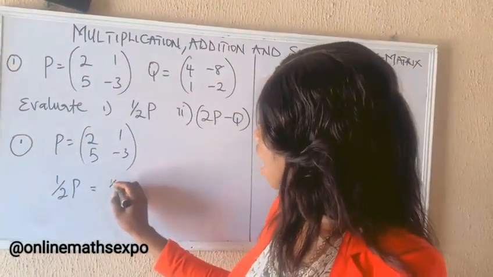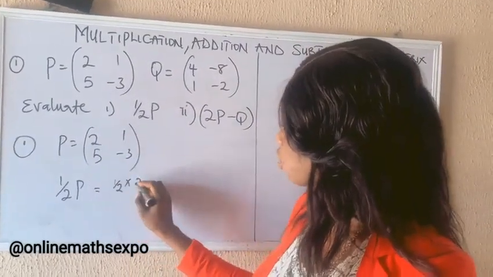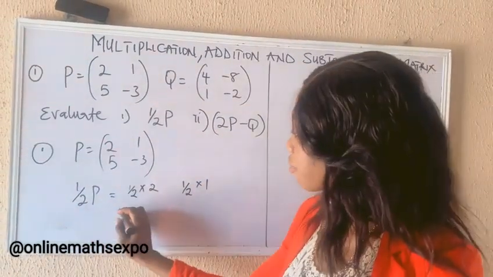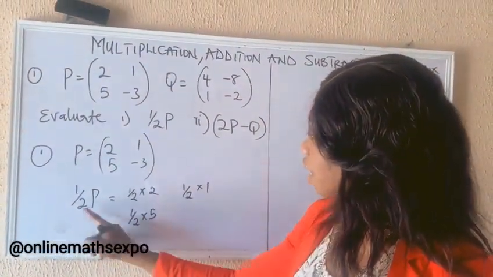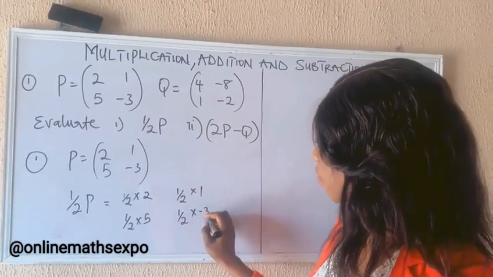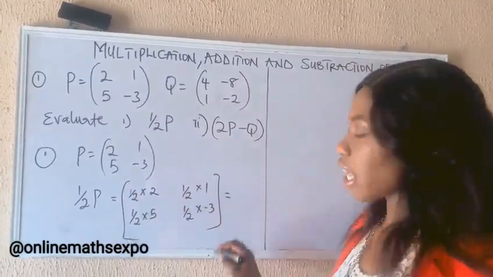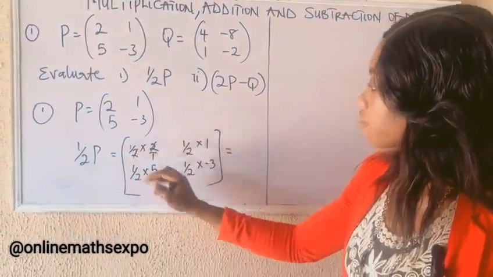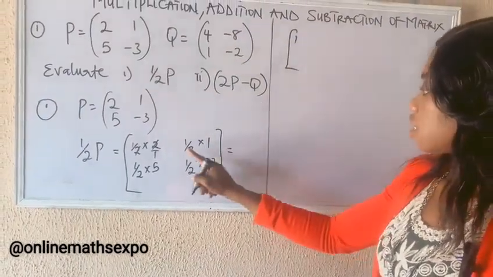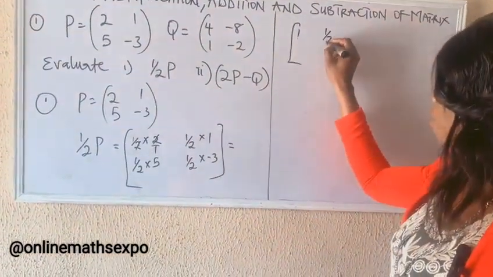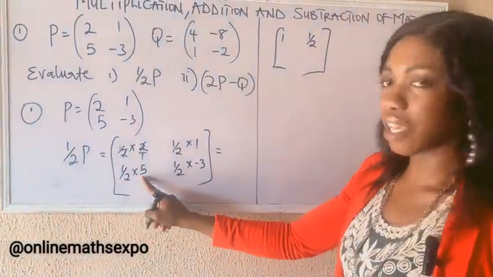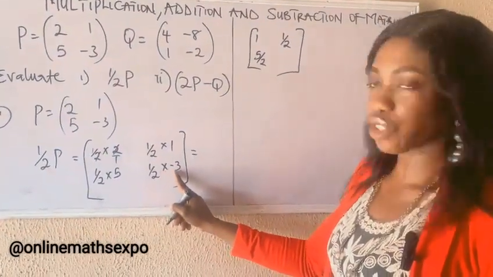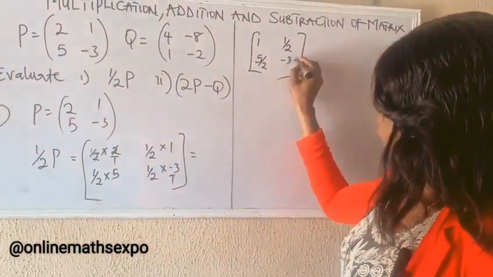Half is multiplying 2. Half, we multiply 1. Half, we multiply 5, and the same half, we multiply minus 3. So if we multiply out, what are we going to have? Half times 2 will give us 1. Half times 1 will give us half. Half times 5 will give us 5 over 2. Half times minus 3 will give us minus 3 over 2.